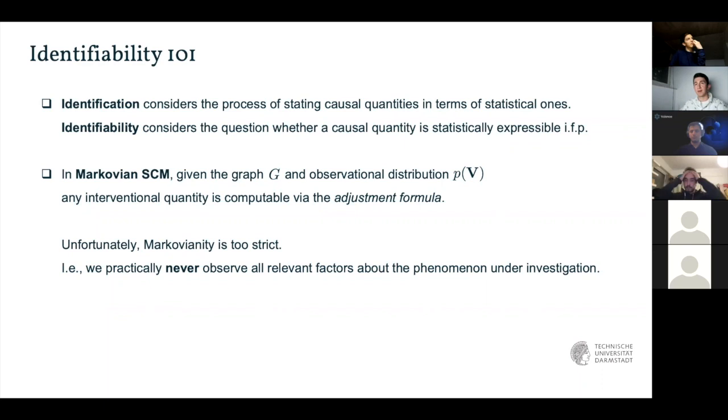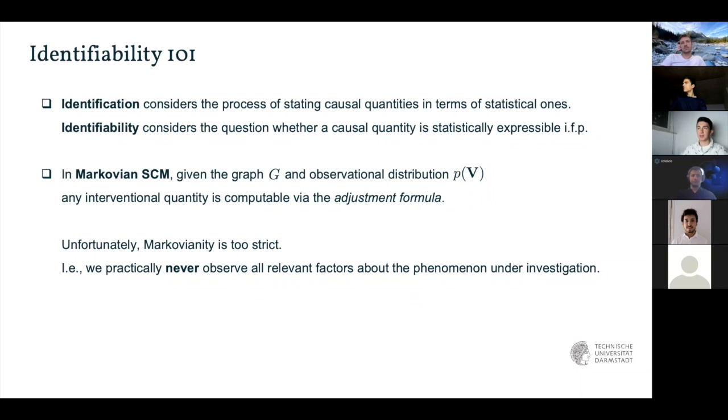While for non-Markovian SCMs, there are still a lot of causal quantities that you can get, but for them, you might actually need the do-calculus. It's important to note, however, that I've seen a lot of papers assuming Markovianity. Xia et al. actually don't do it, which is really great. And I think it's important, long-term, to get away from it because it really is too strict. It's really assuming that you're observing everything in the phenomenon you are interested in.